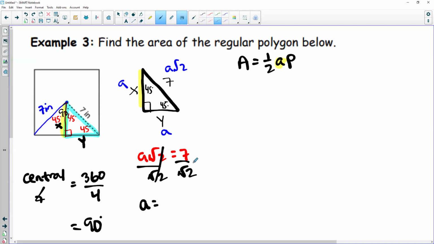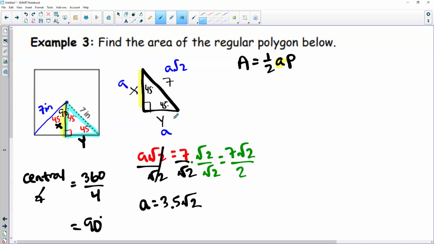So the way we're going to fix this is we're going to rationalize. So multiply square root of 2 over square root of 2. Doing so is going to give you 7 root 2 over, well, square root of 2 times square root of 2 is square root of 4. Square root of 4 is just 2. So you can leave this as a fraction or as a decimal. 7 divided by 2, I'm just going to write this as a decimal. It is 3.5 square root of 2. So a is 3.5 square root of 2.